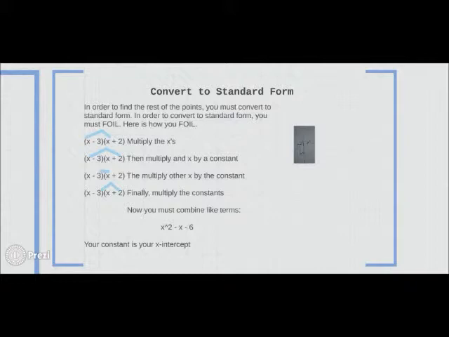Secondly, you must convert the equation to standard form. In order to find the rest of the points, you must convert the equation to standard form. In order to convert the equation to standard form, you must FOIL. These are the steps to foiling.